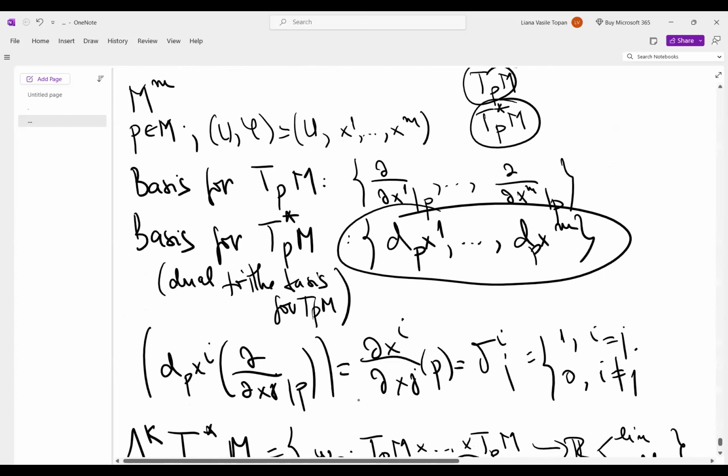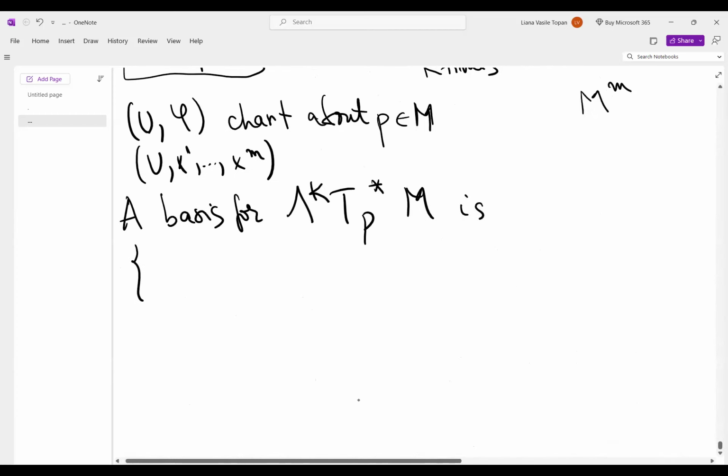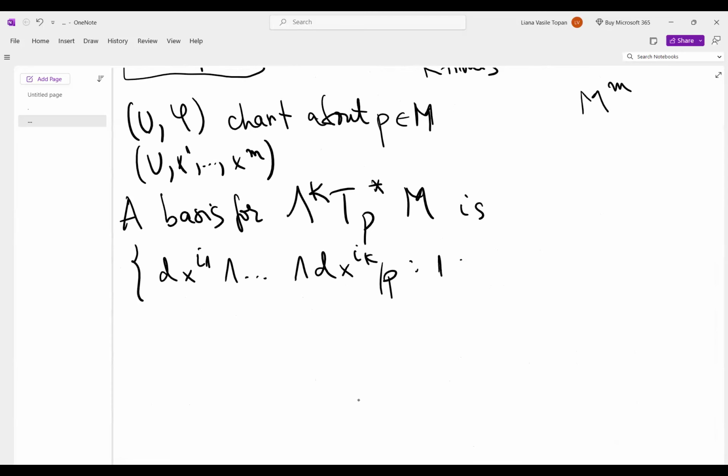So we take wedge products of k vectors here, right? Where the indices are increasing. So you'll have dx i1, this is the differential of the coordinate function, as I said, wedge up to dx ik at p, right? Where 1 is less than or equal to i1, less than i2, less than ik, less than or equal to m, right? So m choose k elements in the basis.